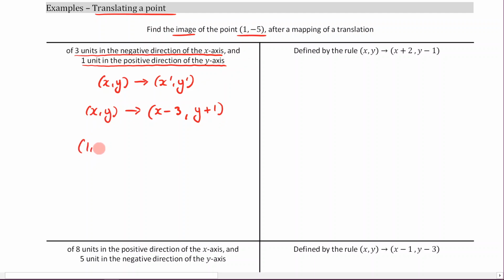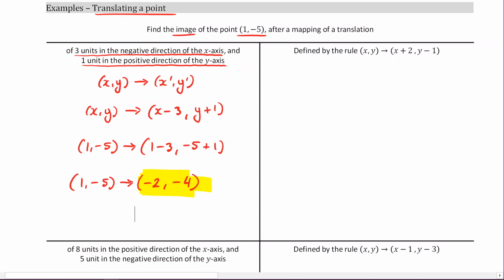So I go (1, -5). I now put that into my x spot, so 1 minus 3. This is going to be -5 plus 1. So that means (1, -5) maps to (-2, -4). And this right here is going to be my answer. So let's get a highlighter, and let's highlight it.